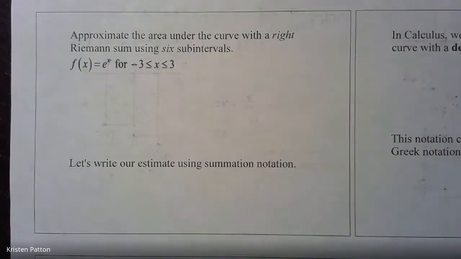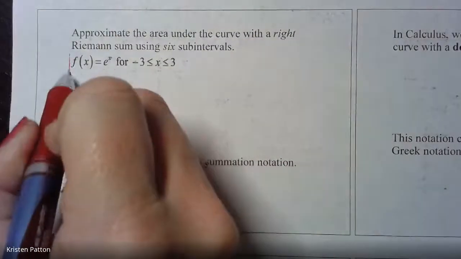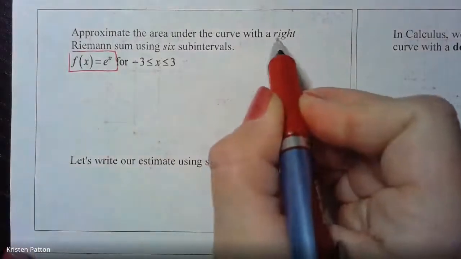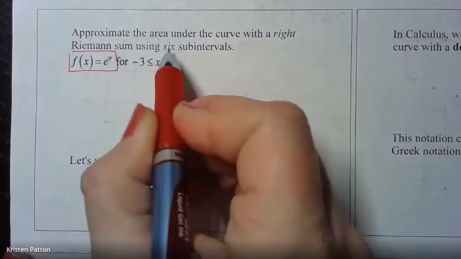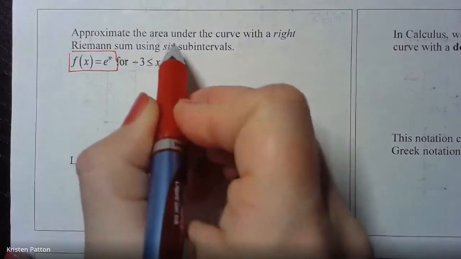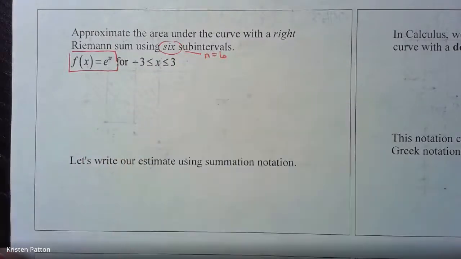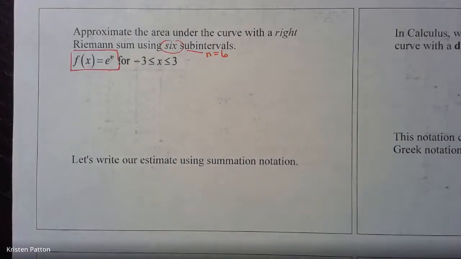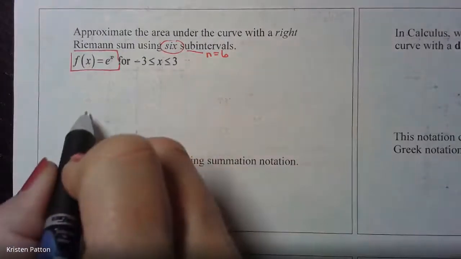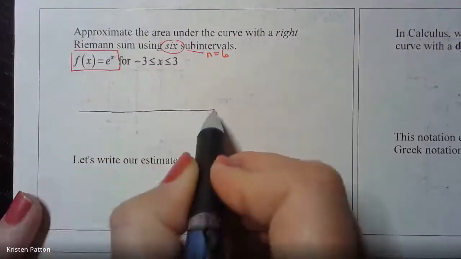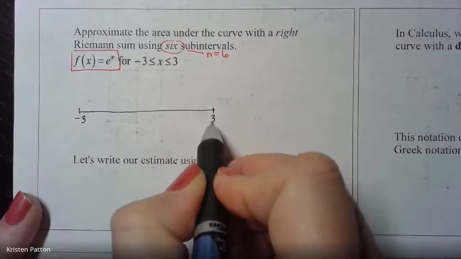It says approximate the area under the curve. Here's our curve with a right Riemann sum using 6 subintervals. Now, on the last 3 pictures, I gave you a computer-generated graph, and so we felt like we have a good graph. We didn't actually use the graph at all. All we really needed was the function so that we can find the heights. It does not matter what your graph looks like. And that's kind of what I want to prove with this one here.